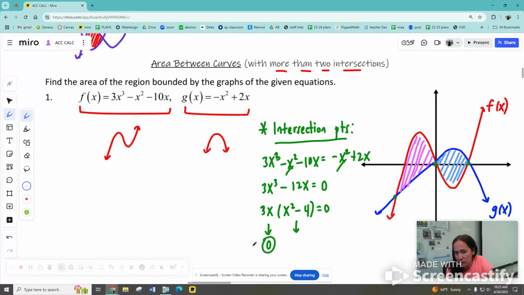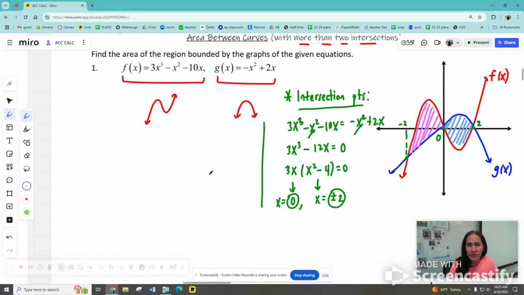0, I think we would have suspected as an x value at an intersection point. And then this should have 2 other intersection points at positive or negative 2, the 2 things you can square and get 4. So I'll put that on the picture too. x equals negative 2, x equals 0, and then x equals 2 are going to be those 3 x values where the graphs cross.